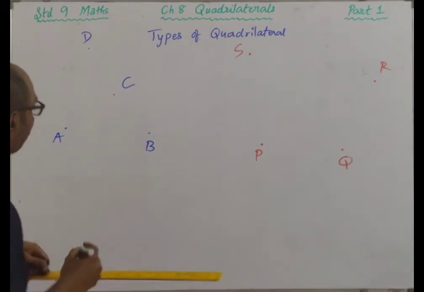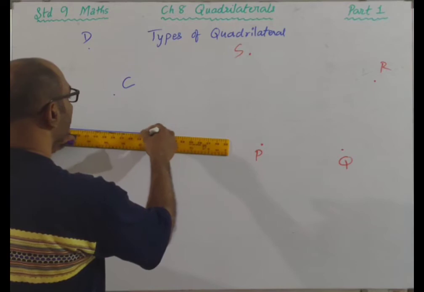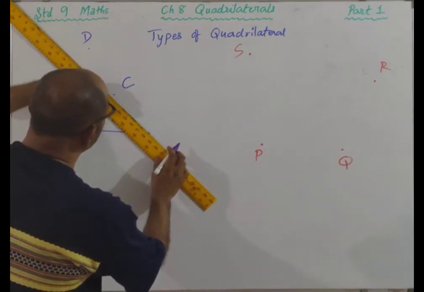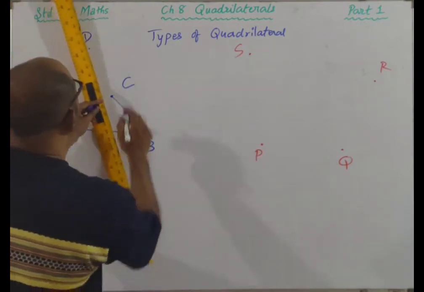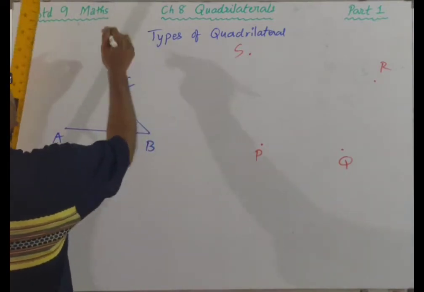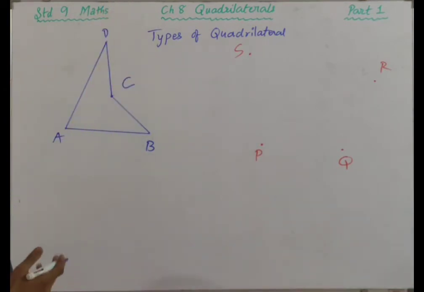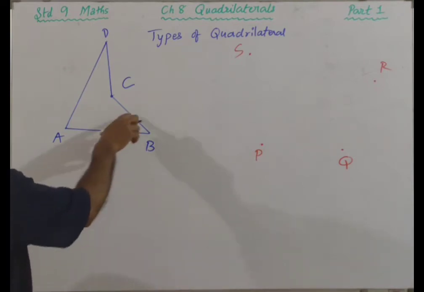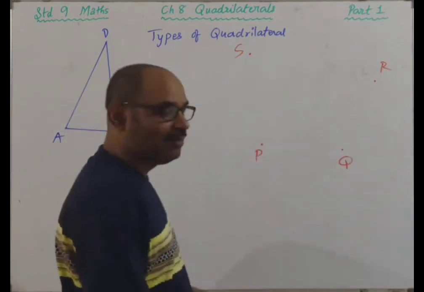So let's join them. A with B, B with C, C with D. I'll take D a little bit this side. Here is D. And D with A. Yes, it's a closed figure. And you can see no 2 line segments are intersecting each other, except only at their endpoints. So this is a closed figure which forms a quadrilateral.